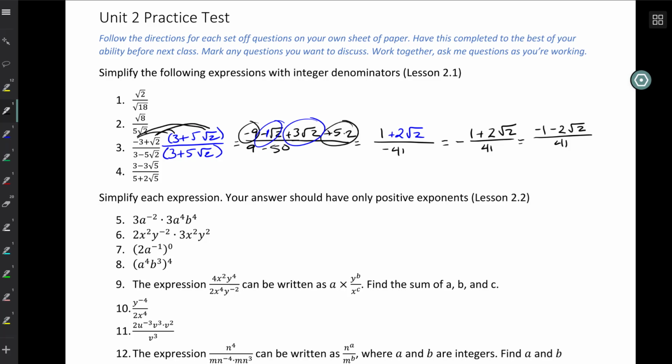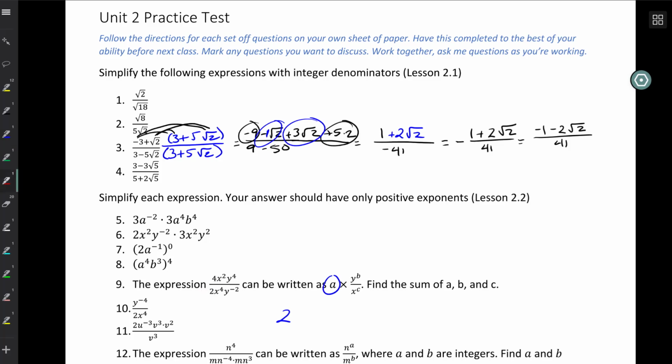The expression 4x squared y to the 4th divided by 2x to the 4 y to the negative 2 can be rewritten as a times y to the b over x to the c. Let's try and do that. Well, a, those are my coefficients. That's the 4 and the 2. Well, what's 4 divided by 2? That's pretty straightforward. That's 2. So a is going to be 2.